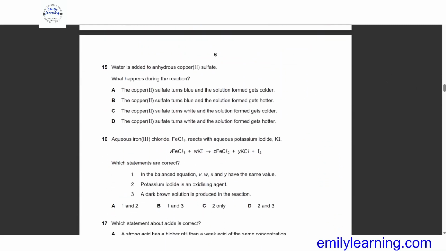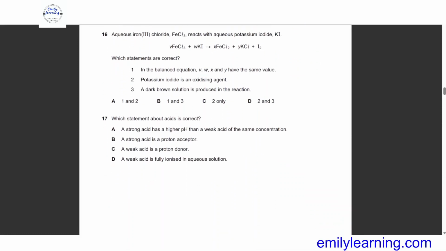Okay, question 15. So let's move on to question 15. Water is added to anhydrous copper(II) sulfate. What happens during the reaction? So if you add water to anhydrous copper(II) sulfate, then copper(II) sulfate will absorb the water and it will turn blue. And then we also know that this reaction is an exothermic one, so the solution gets hotter. So the answer is B.